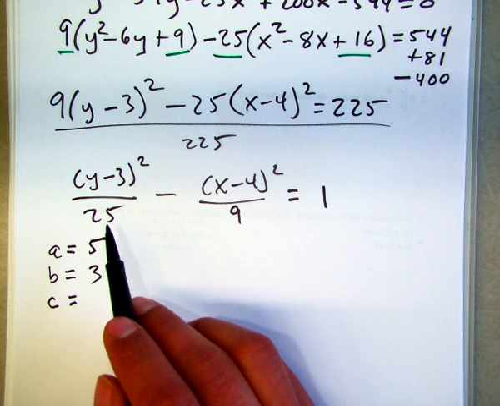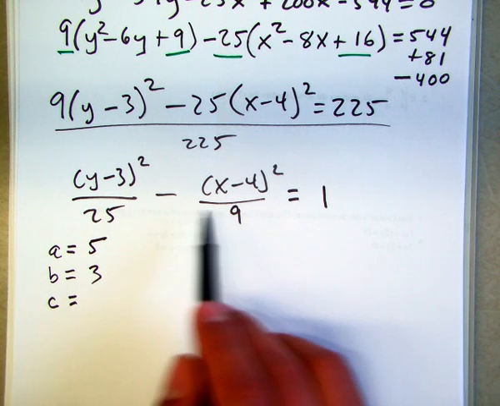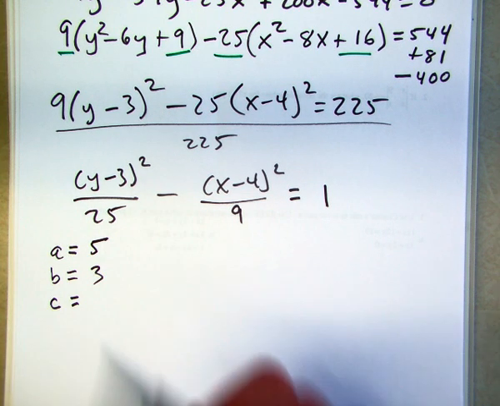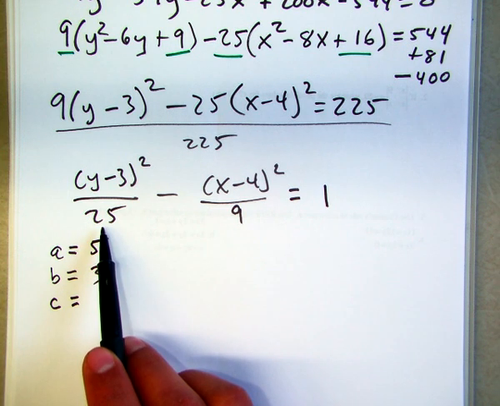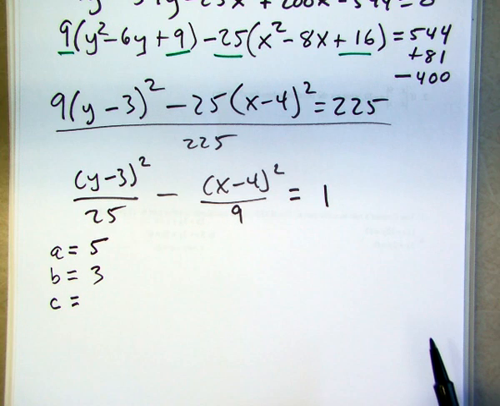I usually write it like this because I don't like putting a negative in front. Can you explain what you just said again? A is always with the positive term. So for a hyperbola, there's always a subtraction sign, and for an ellipse, it's plus.